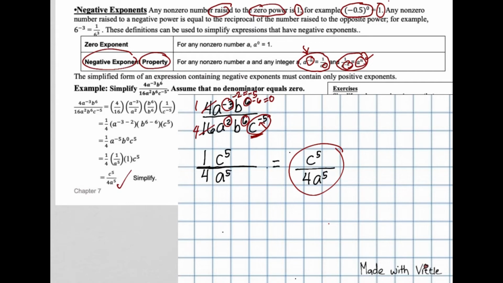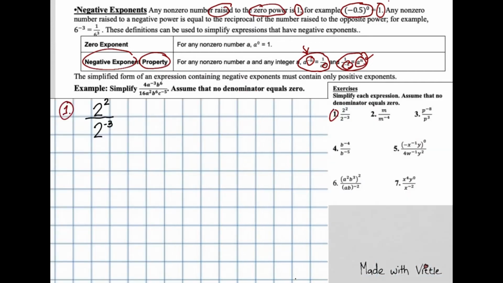Let's look at another example. 2 to the second power divided by 2 to the negative third power. You have to place that bottom number 2 to the negative third power on the top, so the power will just be positive. So it's just going to be the same thing when I subtract them. It will turn into an addition. So our final answer is 2 to the fifth power.